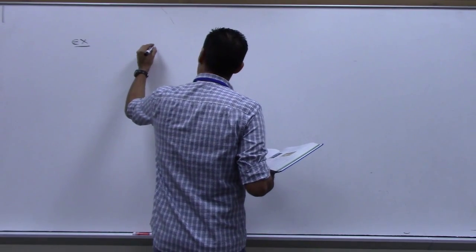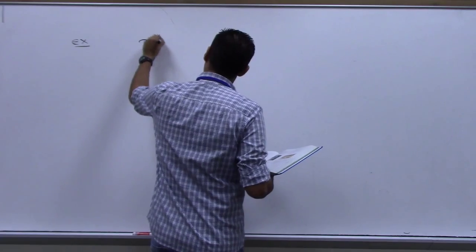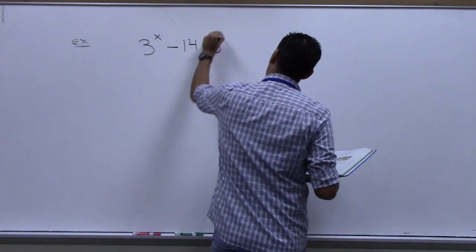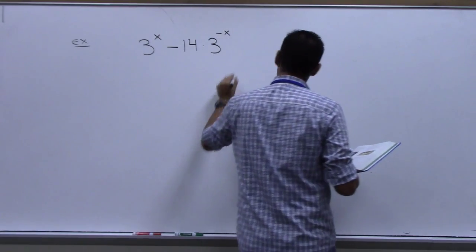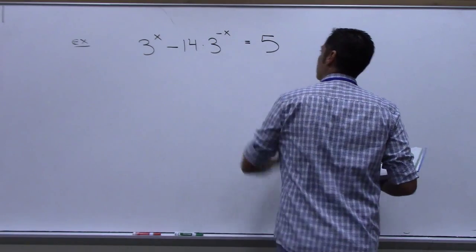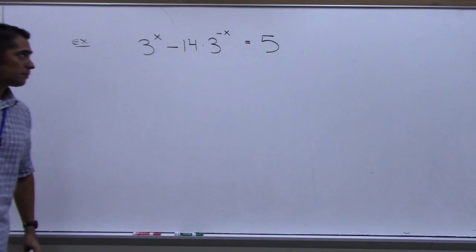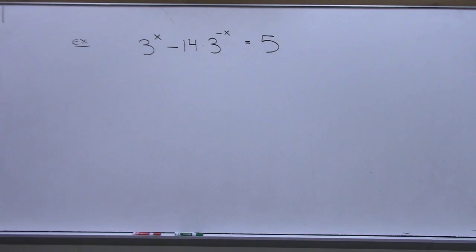How about 3 to the x minus 14 times 3 to the negative x equals 5? So again, this one might take a little while. You look at it, you're like, what the heck, I can't see it, right? So I'm going to help you with this one, just so, you know, first time through.